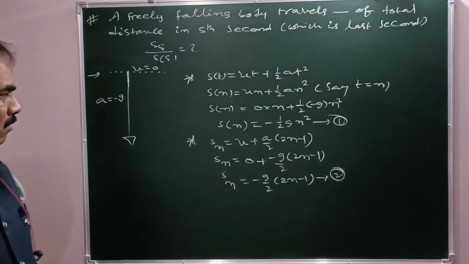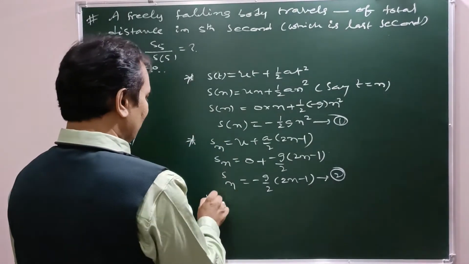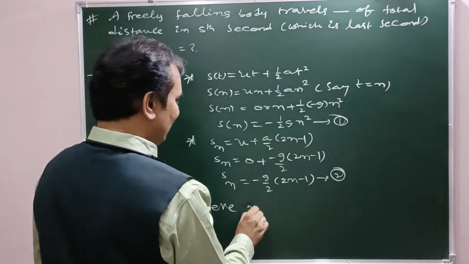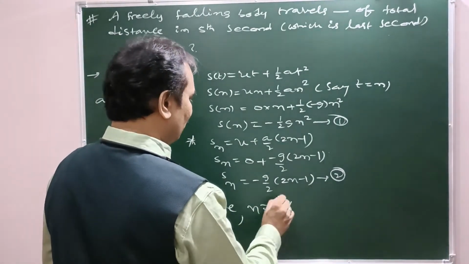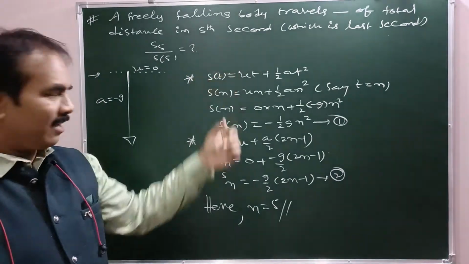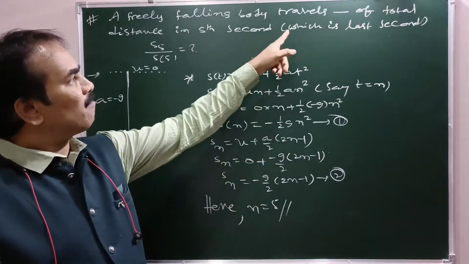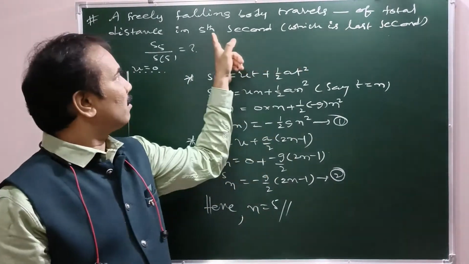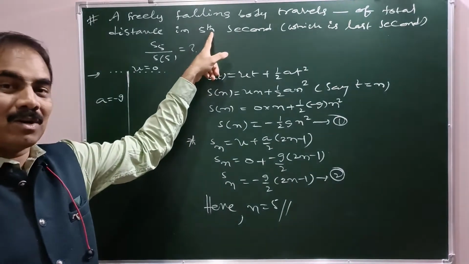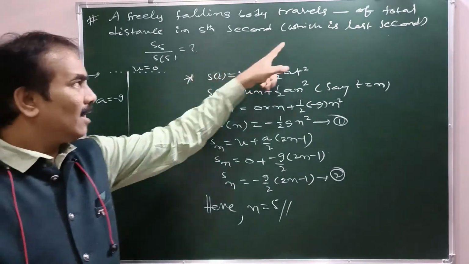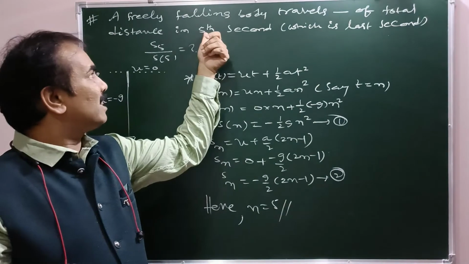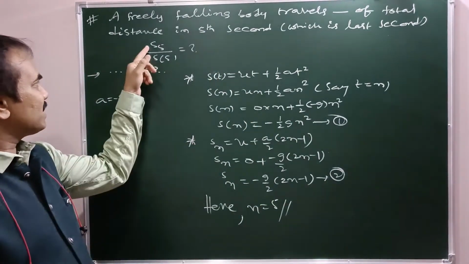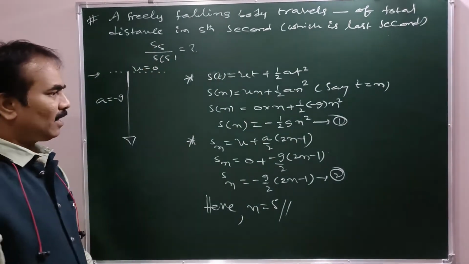Say n equal to 5 seconds. Here in our sum, n equal to 5 seconds, total time of journey 5 seconds. So obviously the last second is also the 5th second, as the total time of journey is 5 seconds. Now the question is S_5 by S of 5, right?